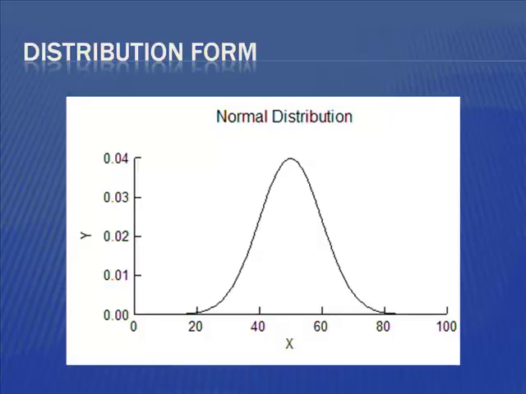Here's that very familiar bell-shaped curve that we see with a normal distribution. This particular distribution I'm showing you here is one in which there's a mean of 50 and a standard deviation of 10.